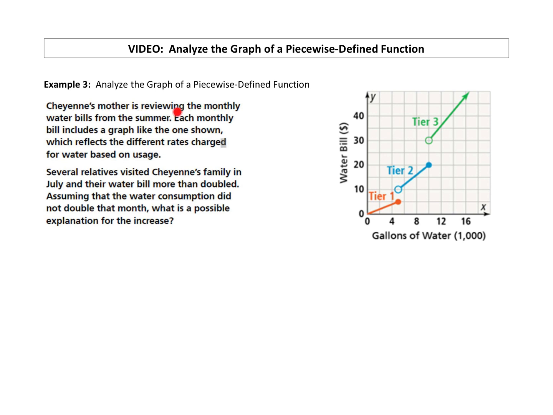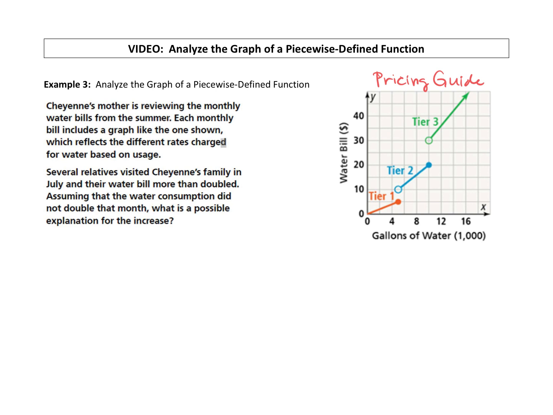Cheyenne's mother is reviewing the monthly water bills from the summer. Each monthly bill includes a graph like the one shown, which reflects the different rates charged for water based on usage. So what we want to just understand about this picture is that this is a pricing guide. Depending on how much water you're using, it's going to change what your water bill is. So let's just make a note that this is a pricing guide. This is not how much water Cheyenne's family used. This is coming out from the water company telling us what to expect to be charged.